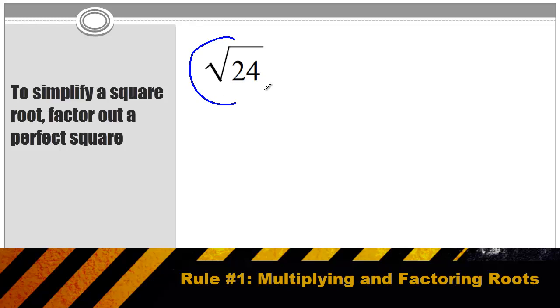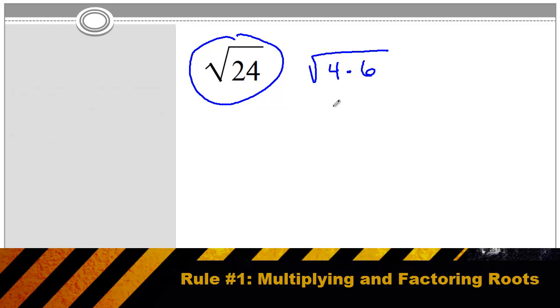For example, I have no idea what the square root of 24 is, but I could rewrite that as the square root of 4 times 6, which is the same thing as the square root of 4 times the square root of 6, which is the same thing as 2 times the square root of 6.